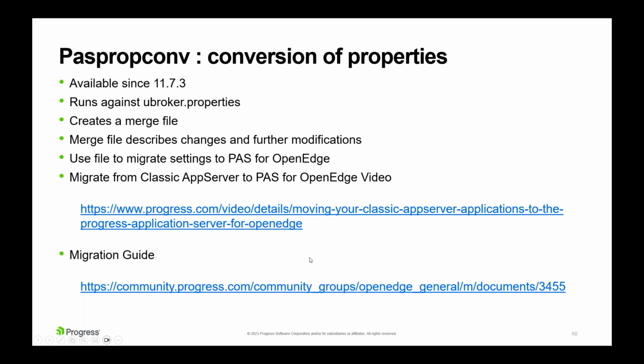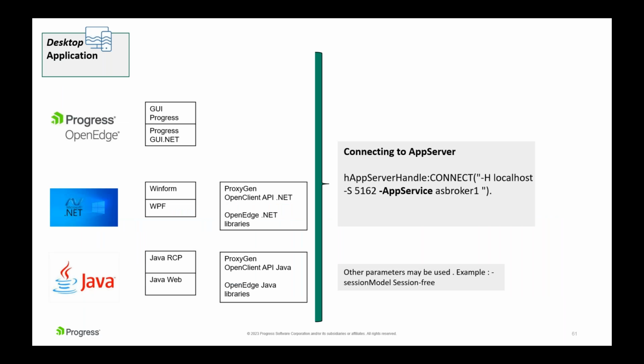Going to migrations, you have a pasprop conversion to convert your ubroker.properties to an OpenEdge.properties file. You also have links here to explain what kind of feature you may use to migrate, and a lot of documentation is also available for this. And you can use whatever feature you had before using GUI.NET, WinForms, WPF, Java applications with Open Client. The only thing you need to do is change your connection string.